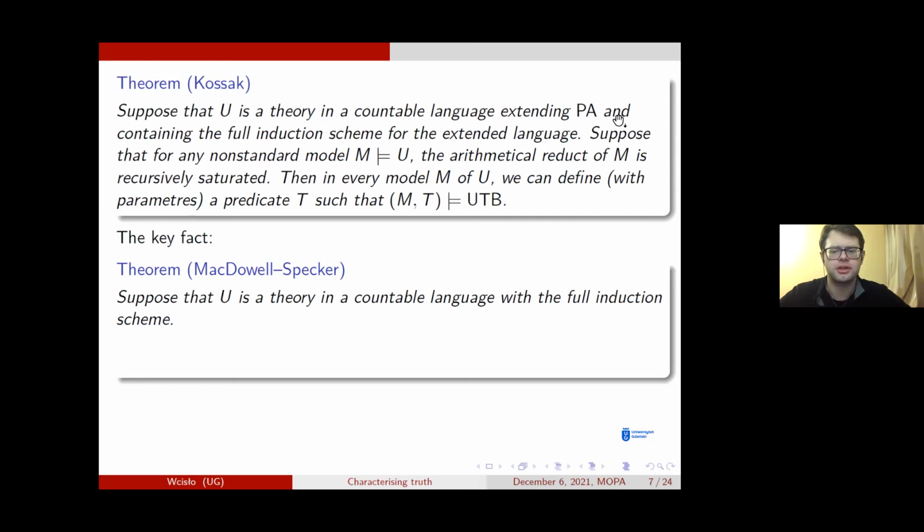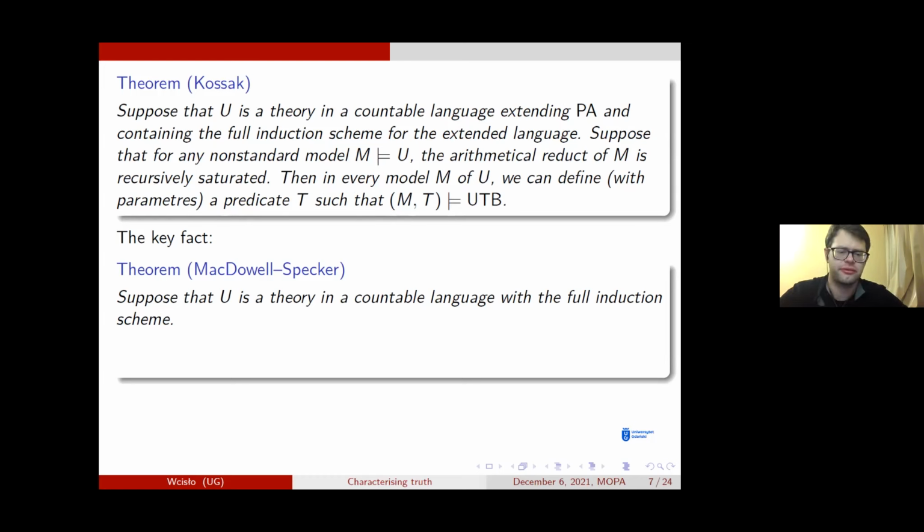So for UTB, you get as good a reversal as you could imagine. As long as you have a theory that extends PA, contains the full induction scheme and imposes recursive saturation, then it model defines UTB, model defines in the sense that Mateusz introduced last time. So UTB is exactly the reason why theories can impose recursive saturation. The argument is extremely elegant. I really enjoyed it, and it's very neat and very smooth.